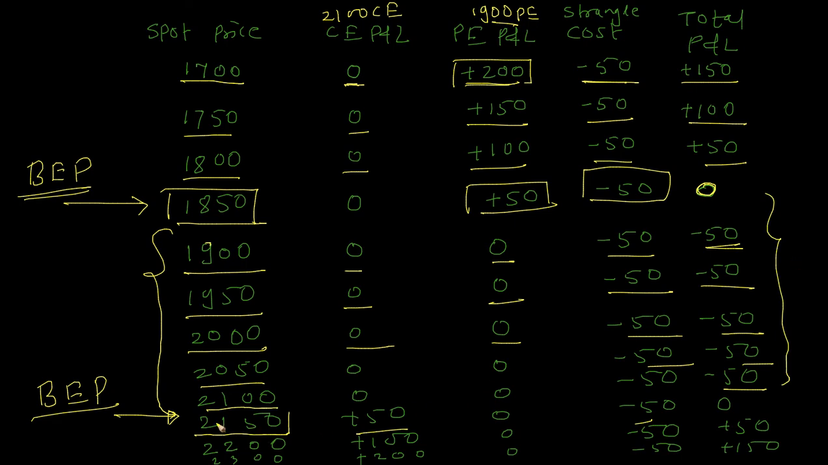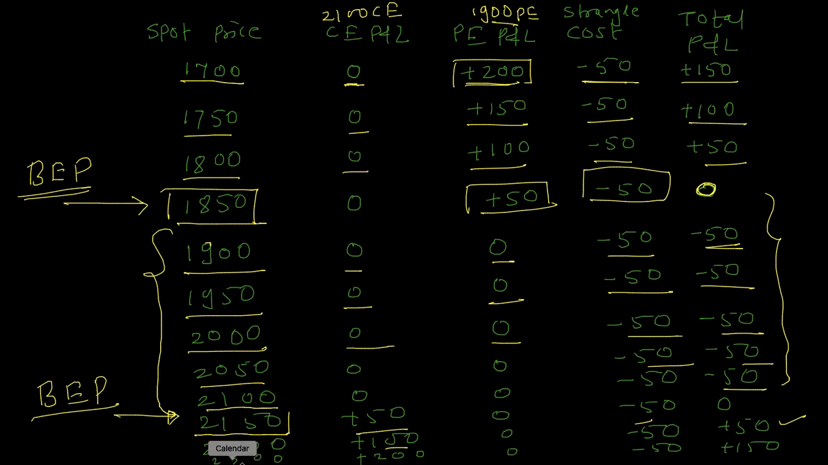Right? But as the market moves beyond this 2150, that means let's say the market moves to 2200, what I'm getting from CE is 100 rupees profit. P is zero. So my cost of strangle is minus 50. So 100 minus 50 is plus 50. 50 rupees profit I'm making.